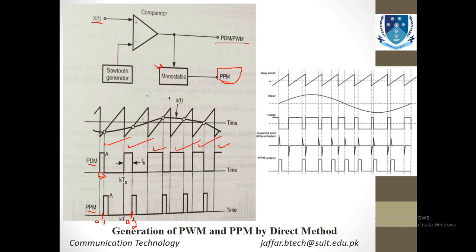Similarly, you can have a clear idea about the sawtooth. This is your sawtooth wave. This is basically mixed with the comparator, which has an input. Let's say this is your input wave, and these are your three. This is your PWM, and this is your PPM, and this is your inverted and differentiated wave. When you compare this input signal with this signal, you can see that this is the comparator, which basically creates a differentiated value, and this value is then fed to the PDM or PPM as per the requirement of the system.